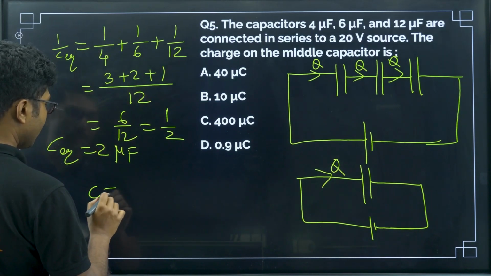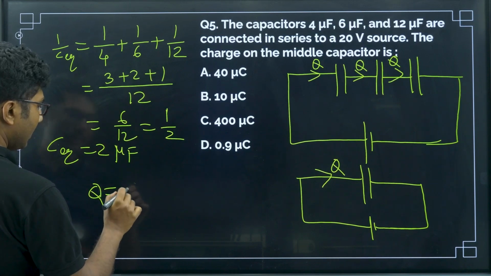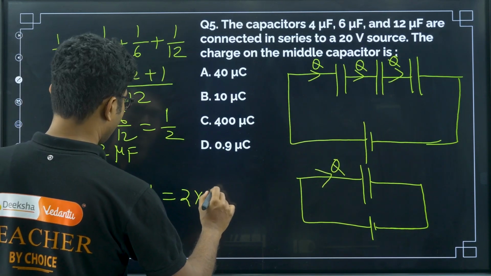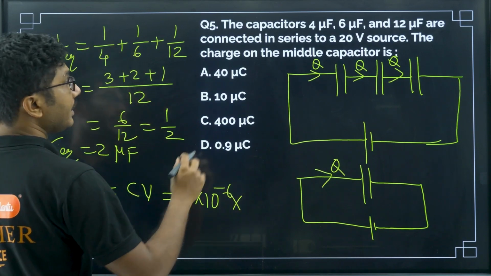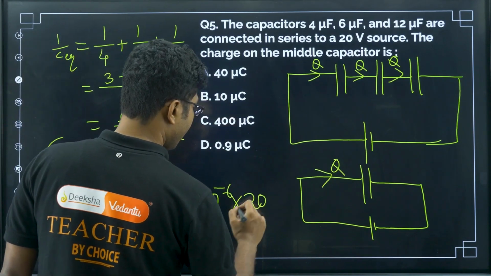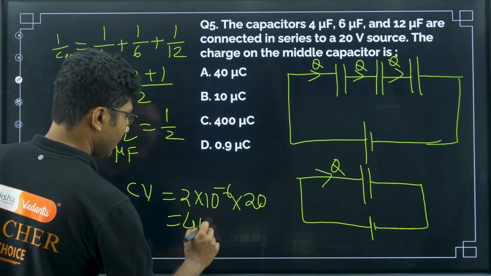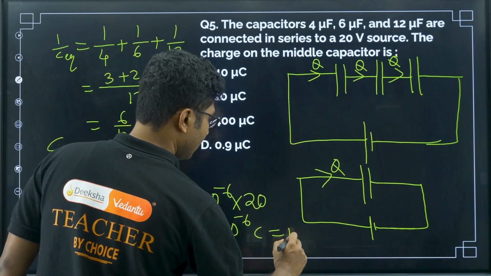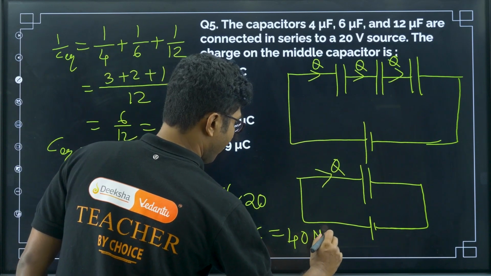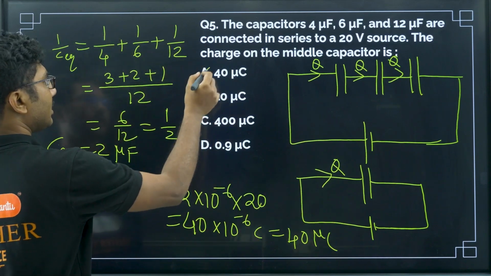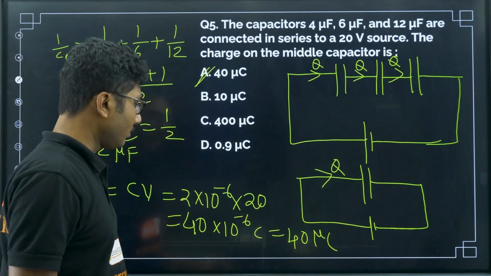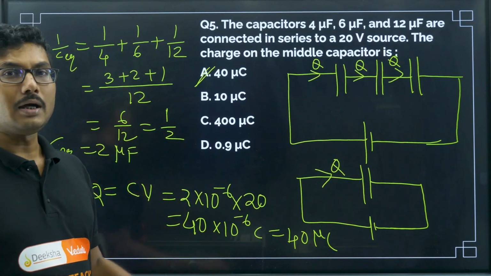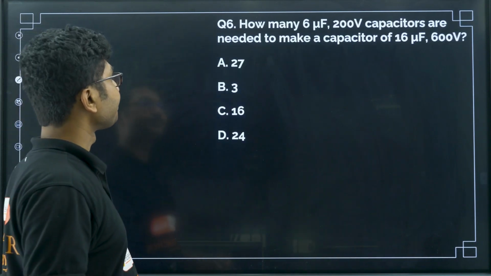The charge will be Q is equal to CV. C is 2 microfarad, 2 times 10 to the power of minus 6, and V is 20 volts. Okay, so it will be 40 times 10 to the power of minus 6 coulomb or 40 microcoulomb. So the correct answer is 40 microcoulomb. Be careful when you are answering such questions. You have to try to understand the concept behind such questions.